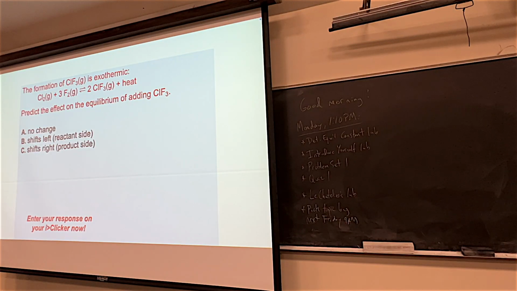Here's another one. These are getting kind of old, I know, but here we're adding a product, ClF3. Adding something moves it to the other side. It's going to move to the reactant side, make more chlorine and fluorine. Chemists call this a shift to the left. Left is always reactants, right is always products in these kind of discussions.